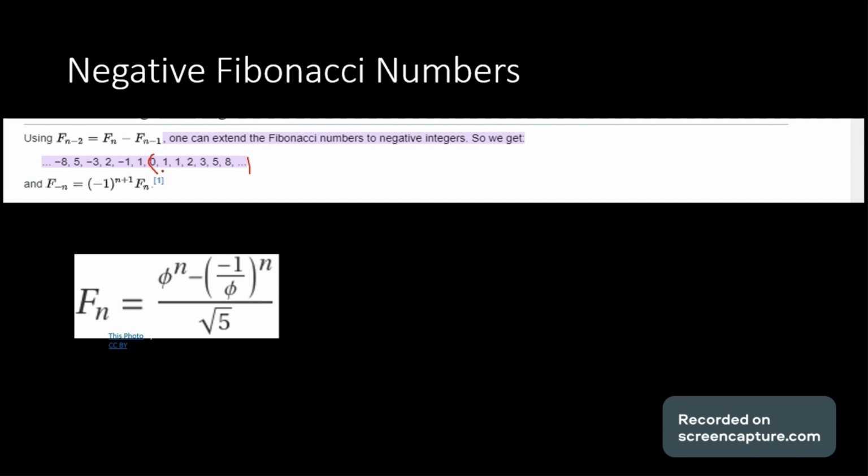So let's say I'm talking about the first term, then I'm going to put n equal to 1. If I'm talking about the second term, I'm going to put in 2. If I'm talking about the 0th term, I could put in 0. If I'm talking about the negative 4th term, I would put in negative 4 and I would get minus 3.